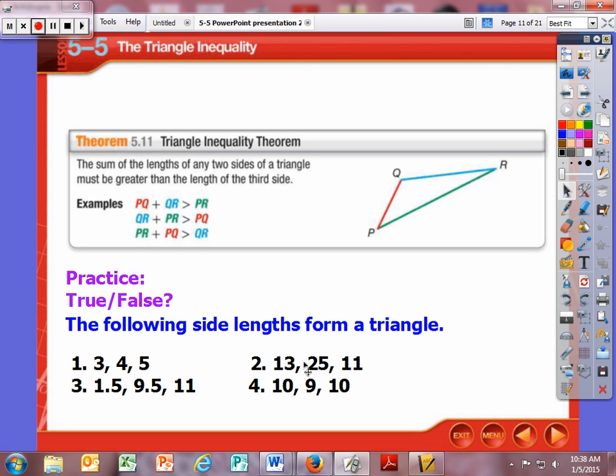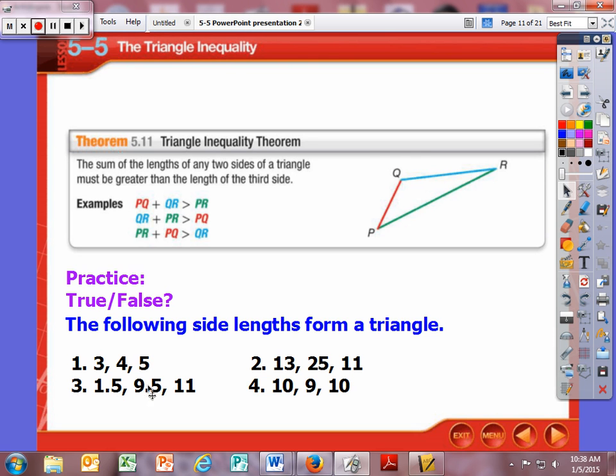Okay, number 2, now look, these are out of order, so just be careful. The two shorter sides here are the 13 and the 11. So if you add up 13 and 11, you are getting 24. Is 24 greater than 25? No. Remember, two sides have to add up to be greater than the third one, so number 2, not going to form a triangle.